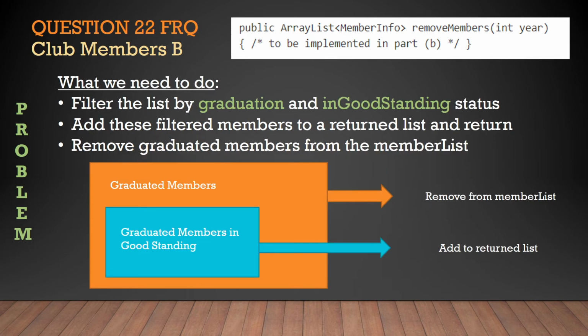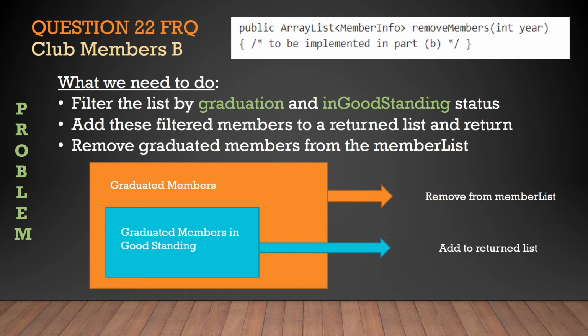Okay, good. Now, the second part is to filter the list by graduation and in good standing status. If you look at it, the in good standing people are a subset of the graduated people, right? Everyone we need to be concerned about has graduated. We're looking for the people who are graduated, and we're going to remove them all. But before we do, let's put them into the in good standing list. So there's a big set and a smaller set. Let's deal with the smaller set first, and then remove everybody second.